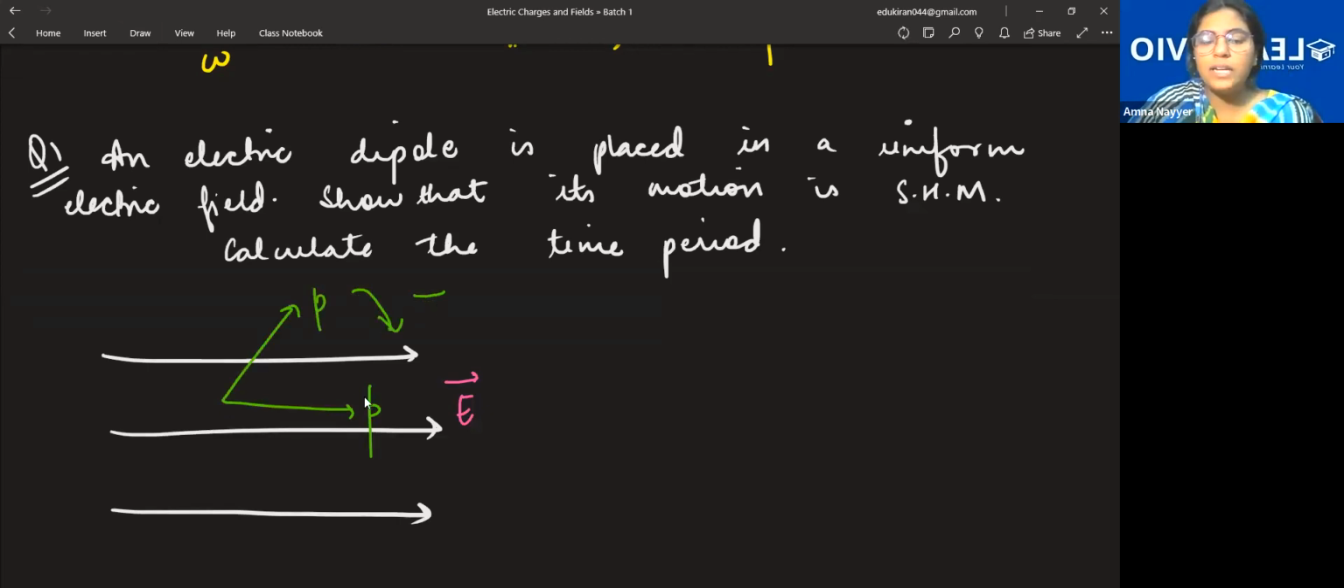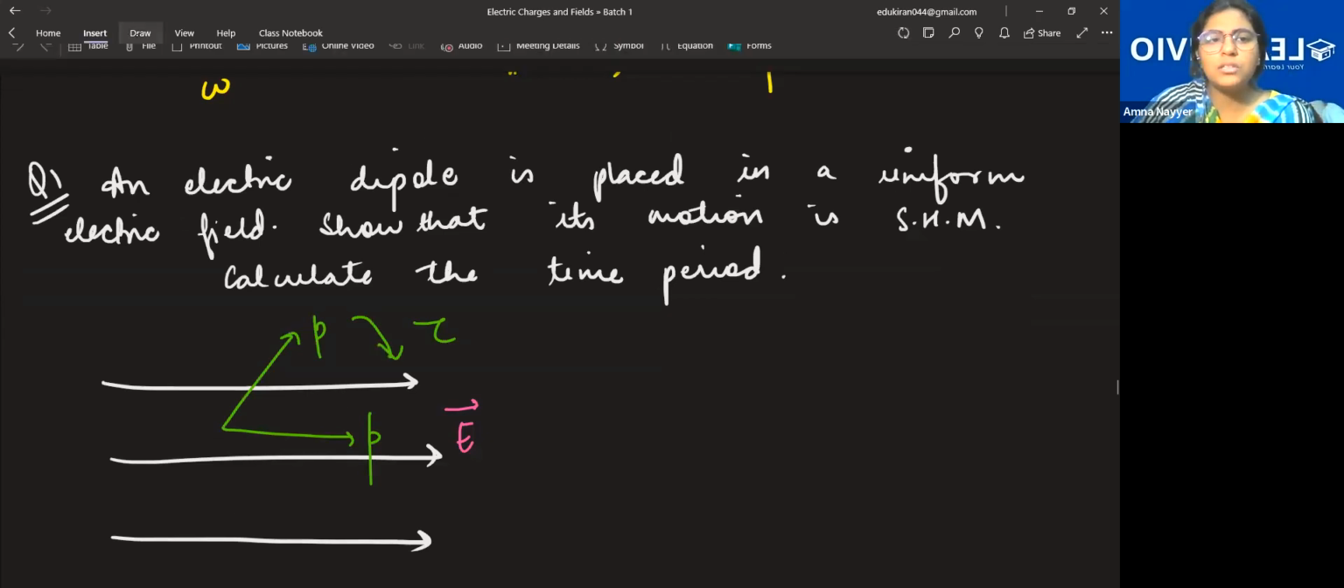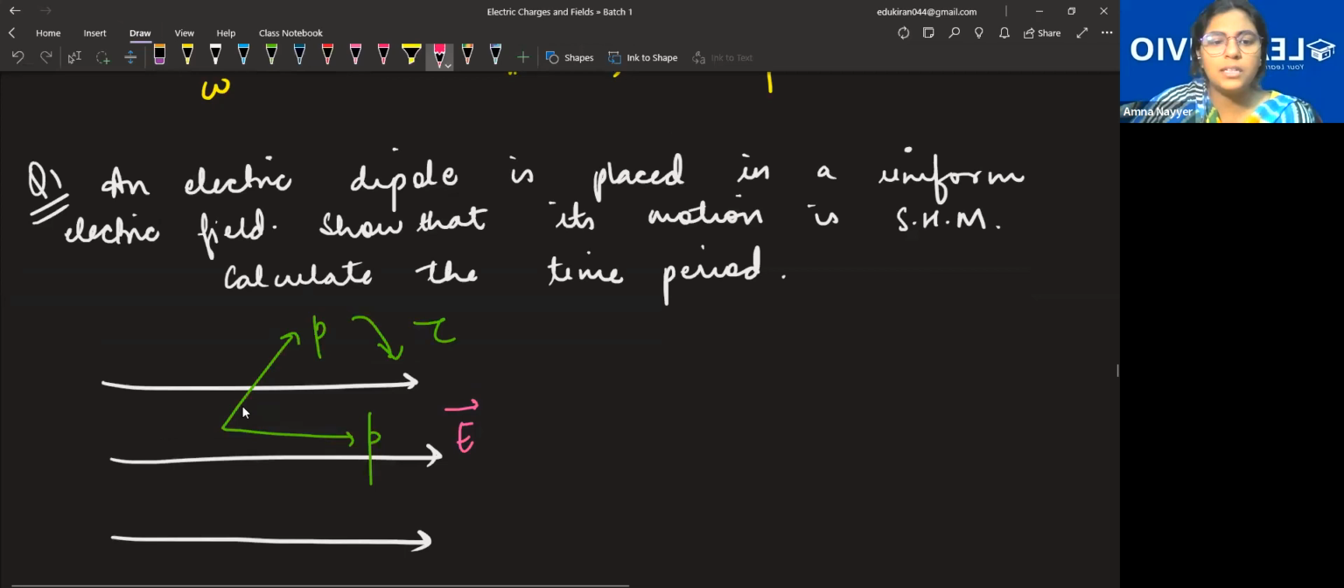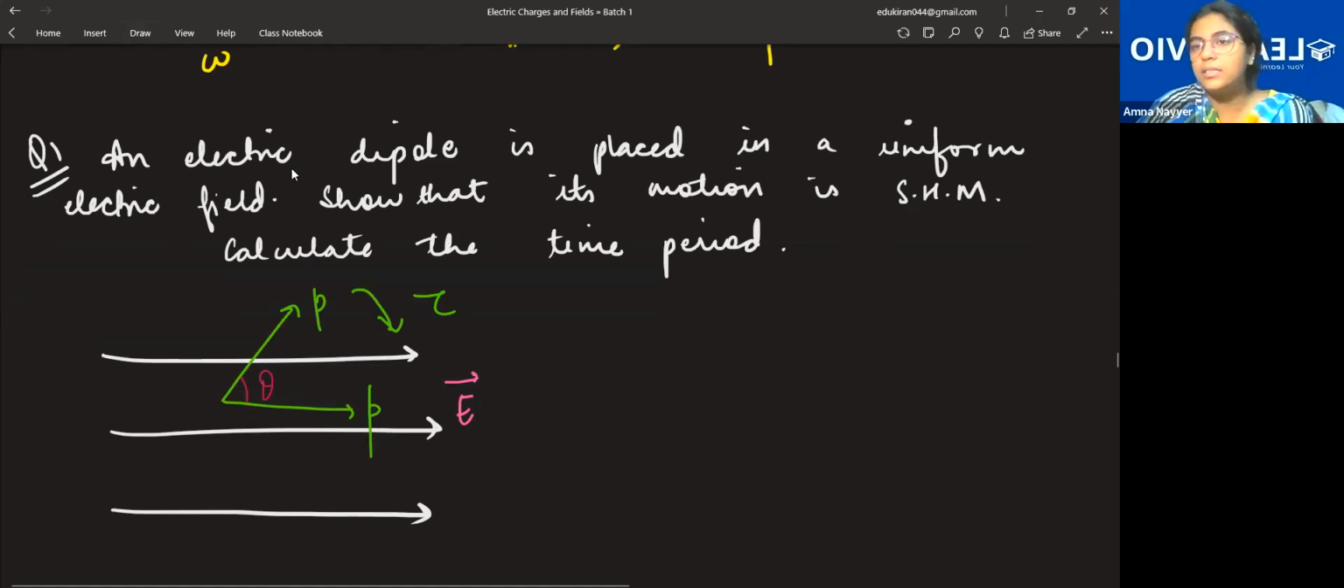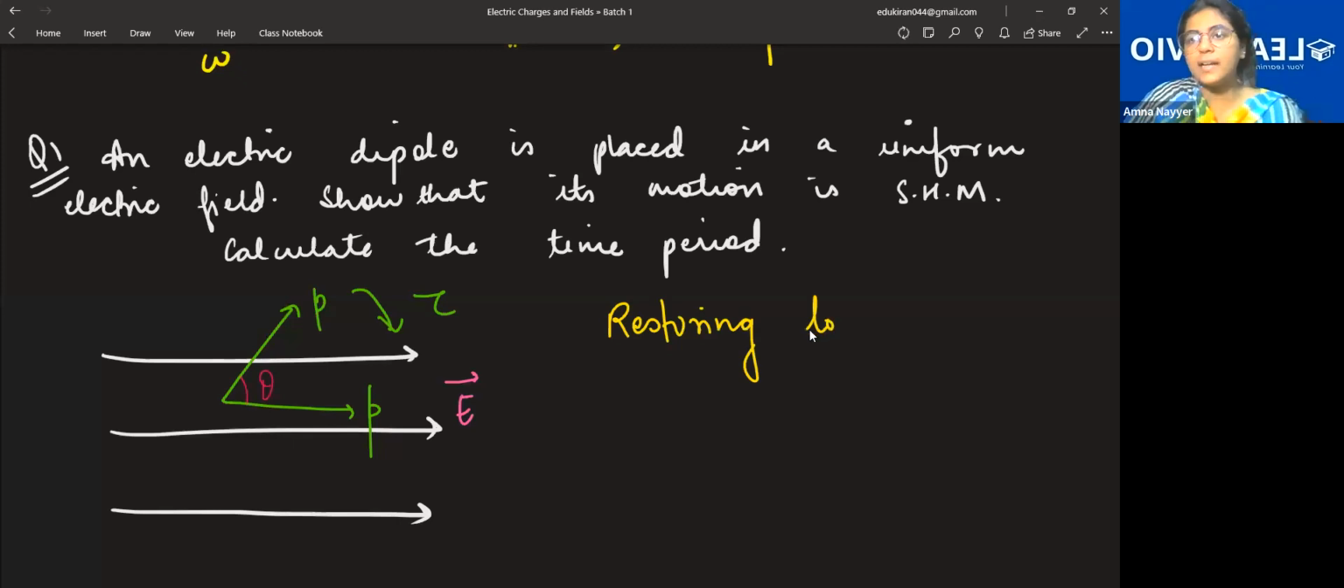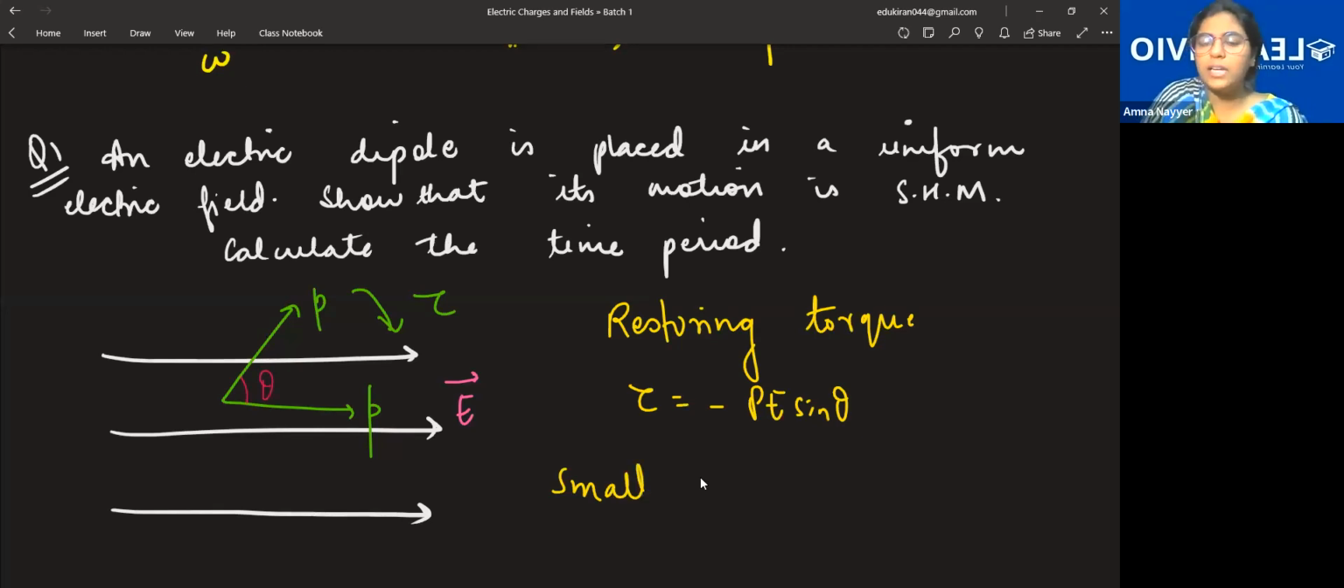So torque will try to align the dipole to its original position. Let's say the angle that is formed here is theta. Whatever the torque is performing, the angular motion, we have to find out its time period. Firstly, you should know that the restoring torque is acting. So torque, we have calculated it as minus PE sine theta, right? All these things you've studied in class 11.